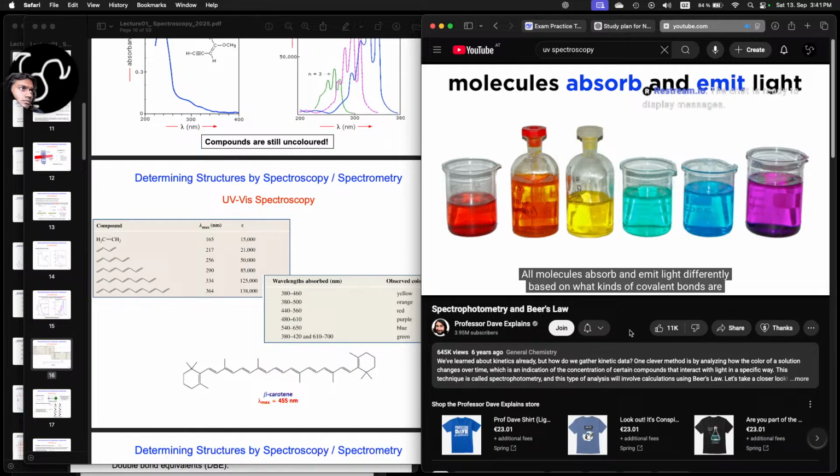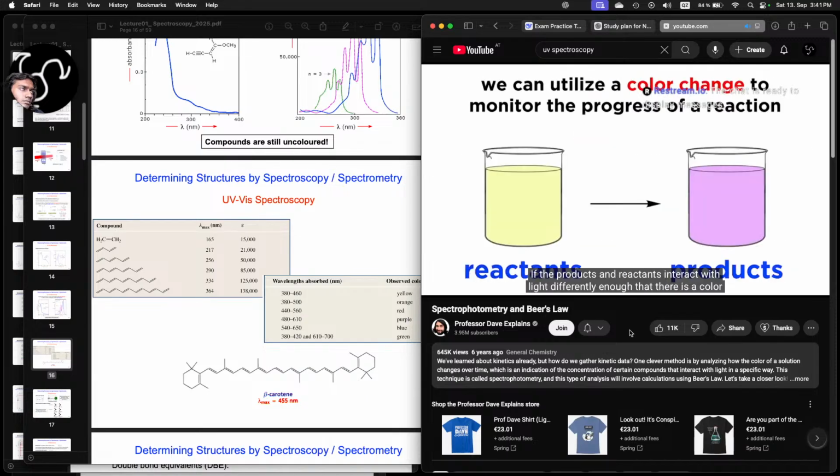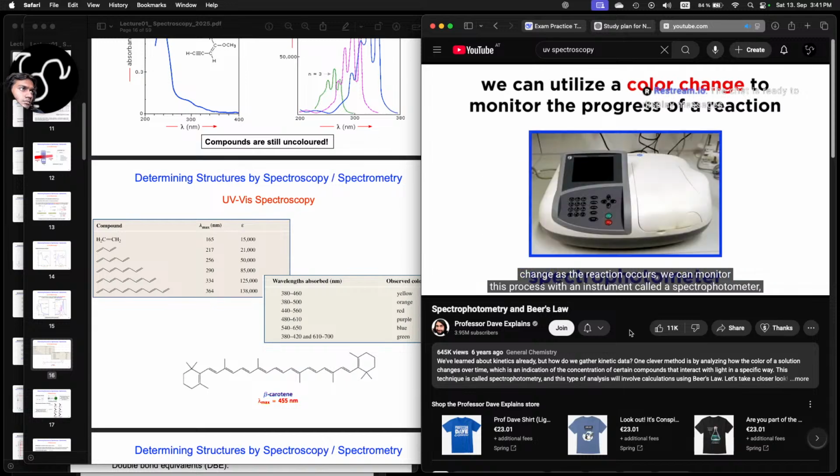All molecules absorb and emit light differently based on what kinds of covalent bonds are in the molecule. If the products and reactants interact with light differently enough that there is a color change as the reaction occurs, we can monitor this process with an instrument called a spectrophotometer in order to measure changing concentrations.